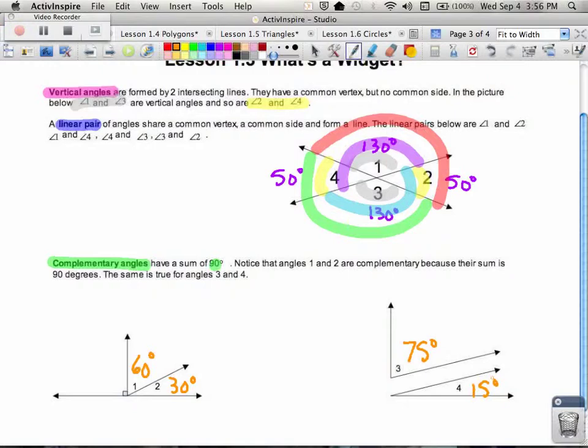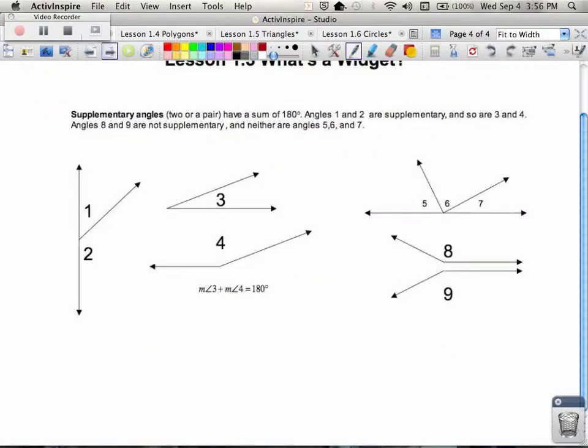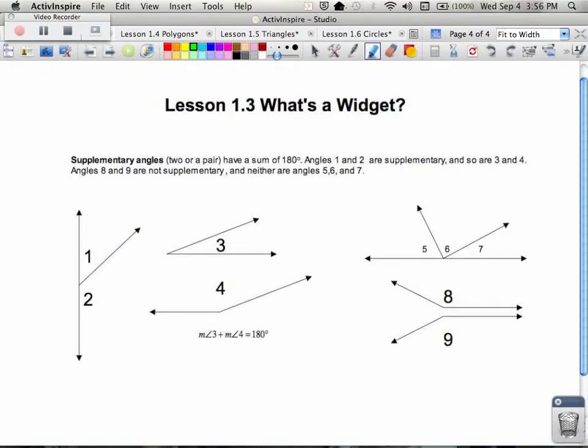One thing I should have also mentioned about linear pairs: you can only have a total of 2 angles. Why? Because it uses the word pair. Not 3 angles, 4 angles, 5 angles, just 2. Likewise, we can also talk about something called supplementary angles. Now, supplementary angles means that you add up to 180 degrees.